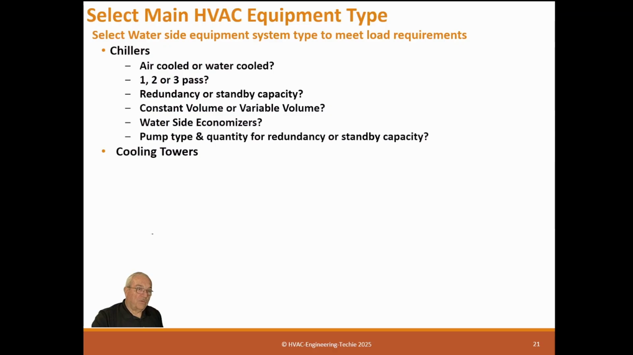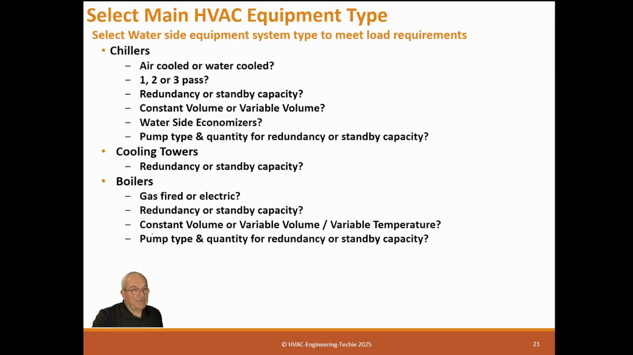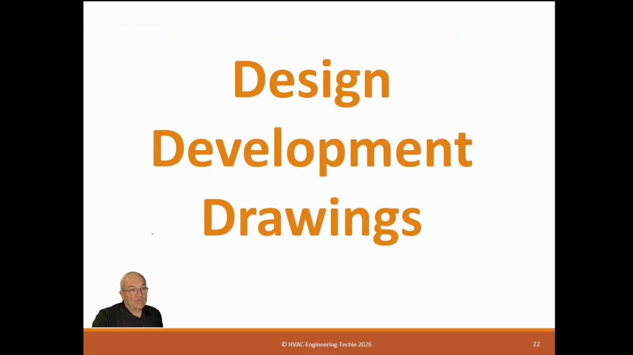It's also important for pumps. If you have 3 pumps, then there's a bunch of assumptions we're going to make that 2 of them for load, 1 for standby. Don't know, but you need to tell people that. Redundancy or standby capacity for cooling towers. Boilers, same thing. Gas-fired, electric, redundancy or standby capacity, constant volume or variable volume, variable temperature. Pump type and quantity for redundancy or standby capacity. All those things are needed.